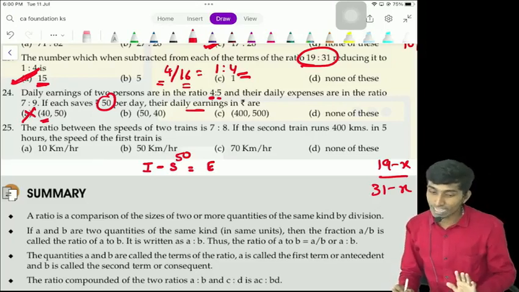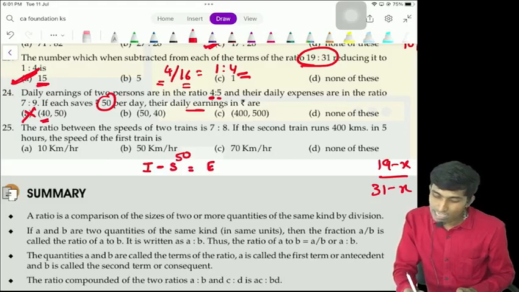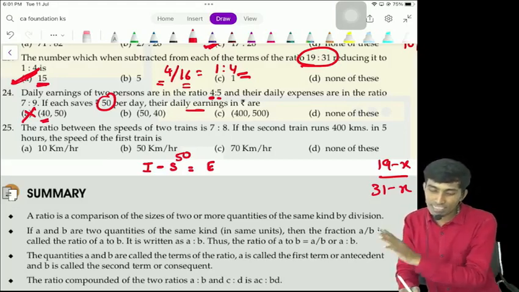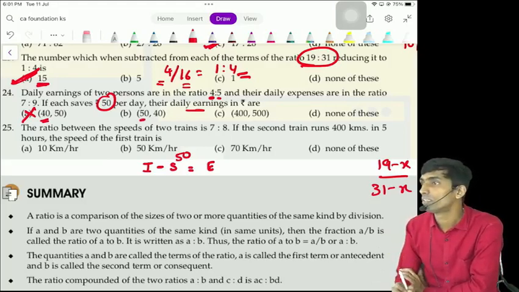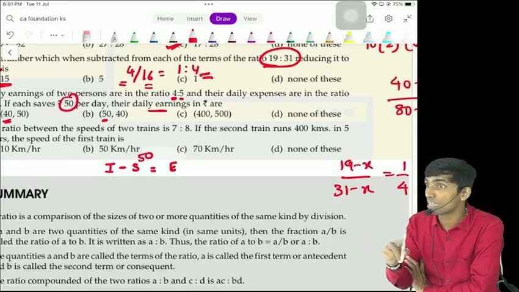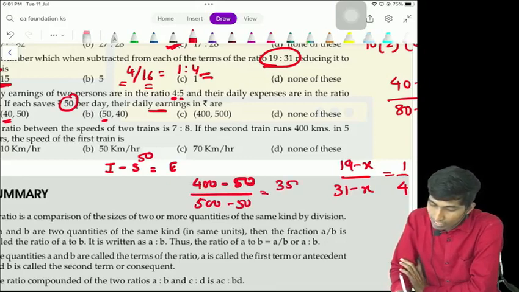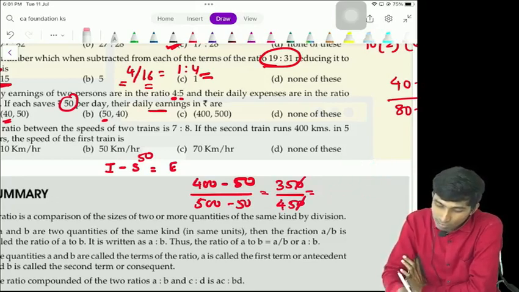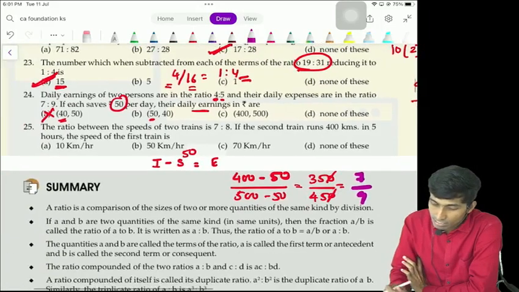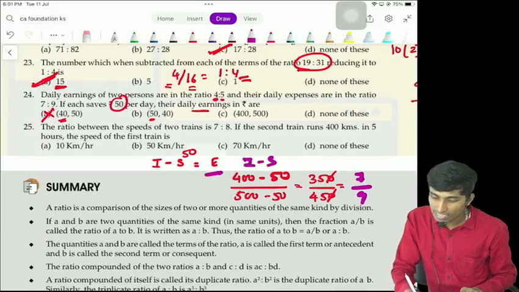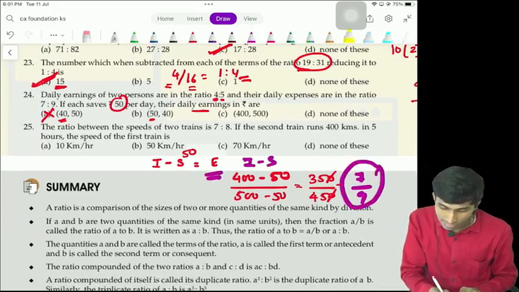Right now, if my earnings is 50 and if I save 50, how much is left? 0. Correct? So this is how you can opt out. But because none is given, if my earnings is 400, out of that if I save 50, and from 500, if I save 50, I need to check what the ratio is. 350 upon 450. Can I say what the ratio is ultimately? 7 by 9. From income, when I minus the savings, what do I get? Expense. So this is the ratio of the expense. 7 is to 9 is the expense ratio.